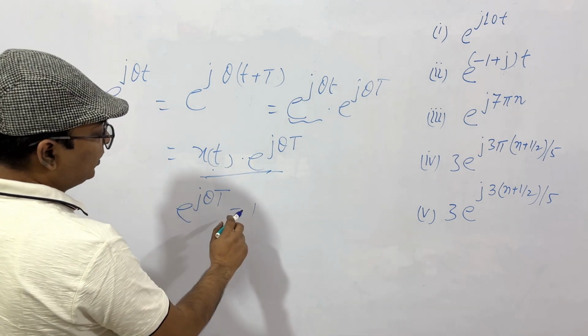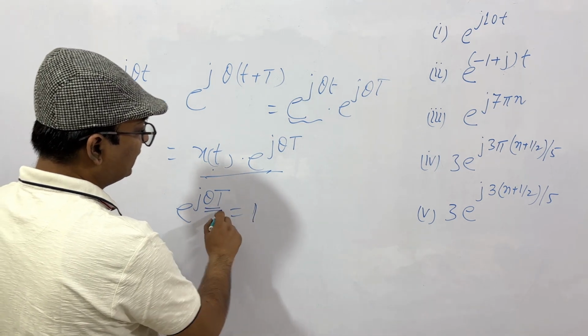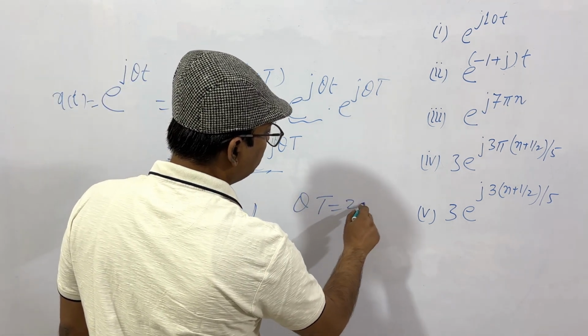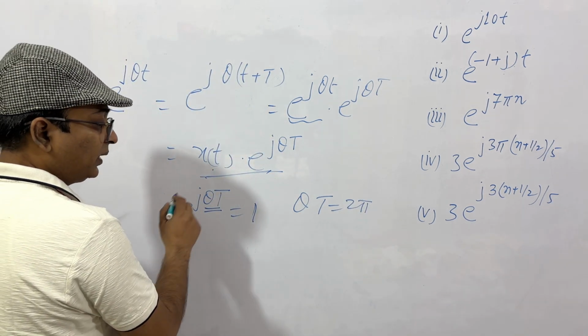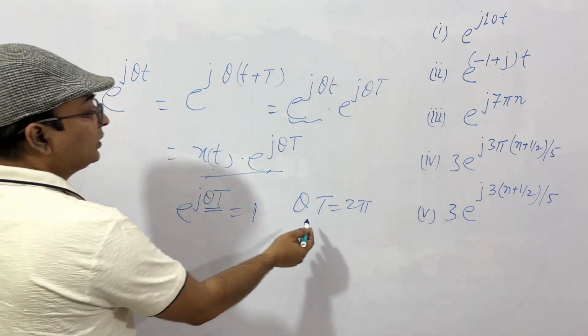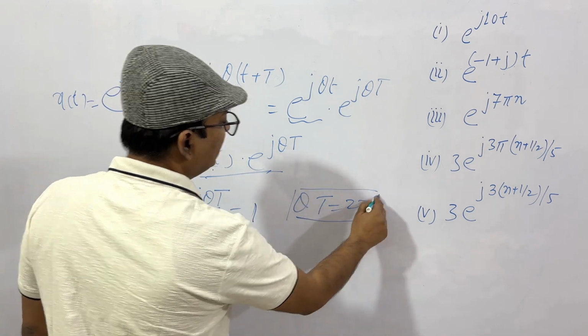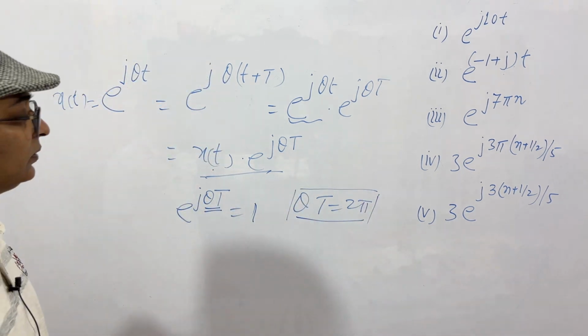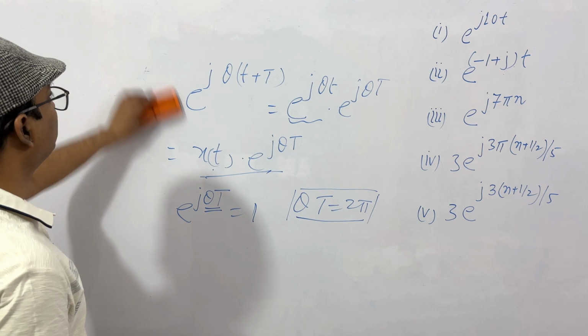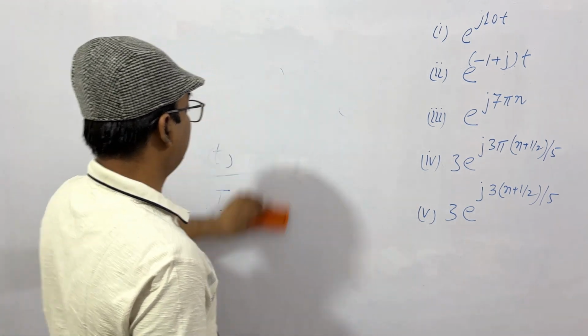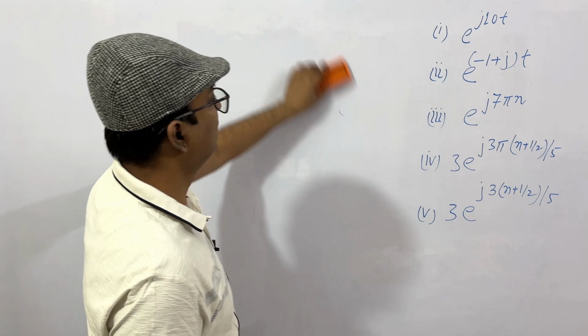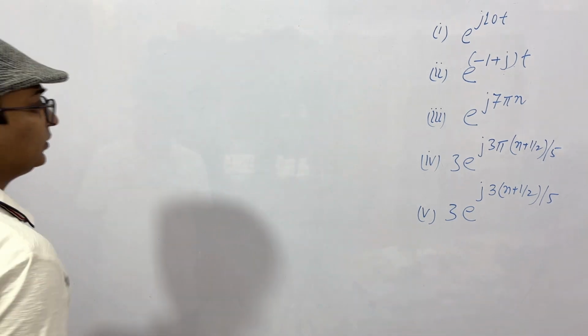Now when will this be equal to 1? This will be equal to 1 when theta into T is equal to 2 pi, because e to the power j 2 pi is cos 2 pi plus j sin 2 pi, that is 1. So this has to be 1. From here we find the time period. This is the case of continuous time. I have discussed these things in detail in earlier videos, so if you have any problem you can go and check them. I'm just giving you a recap.